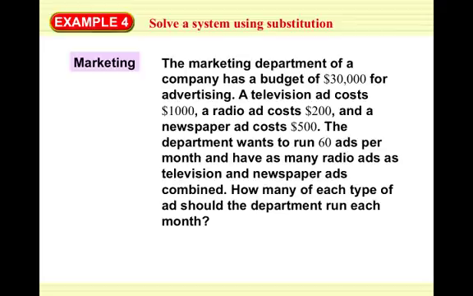Okay, the marketing department of a company has a budget of $30,000 for advertising. A television ad costs $1,000. A radio ad costs $200. And a newspaper ad costs $500. The department wants to run 60 ads per month and have as many radio ads as television and newspaper ads combined. How many of each type of ad should the department run each month?